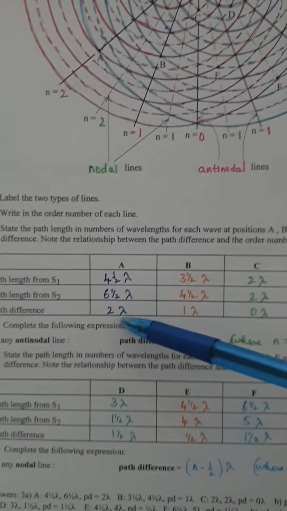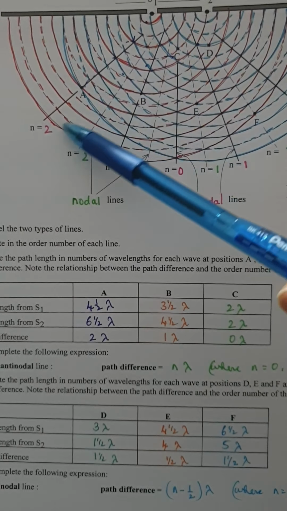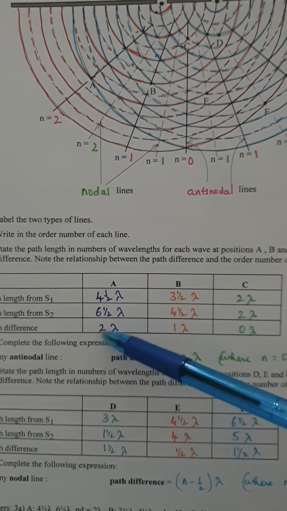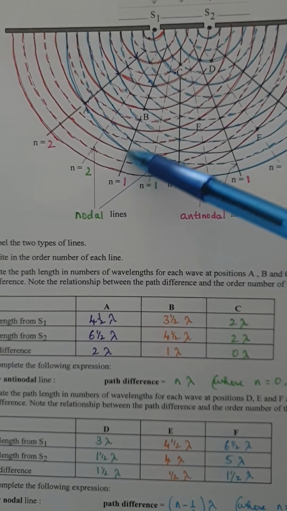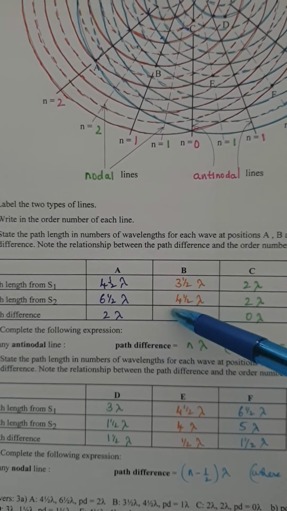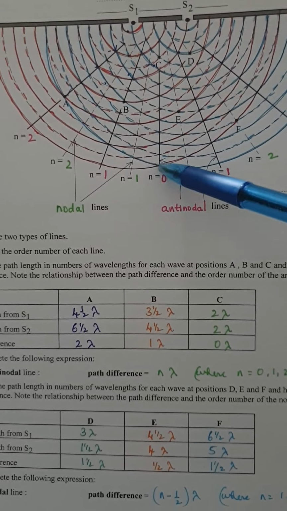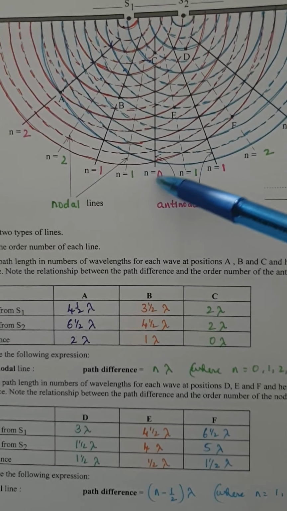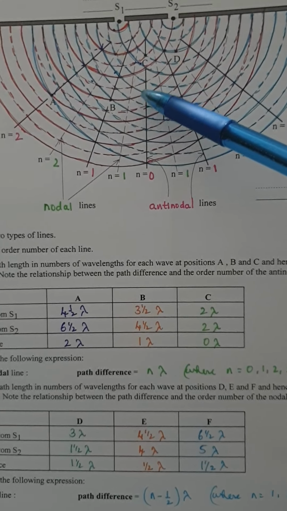Just look at this. For A, which is on line number 2, n equals 2, and the path difference is 2 lambda. B is along n equals 1, see the B there, so the path difference is just 1 lambda. And C is along the central antinodal line where n is 0, so the path difference is 0 wavelengths. All right, so that makes sense.